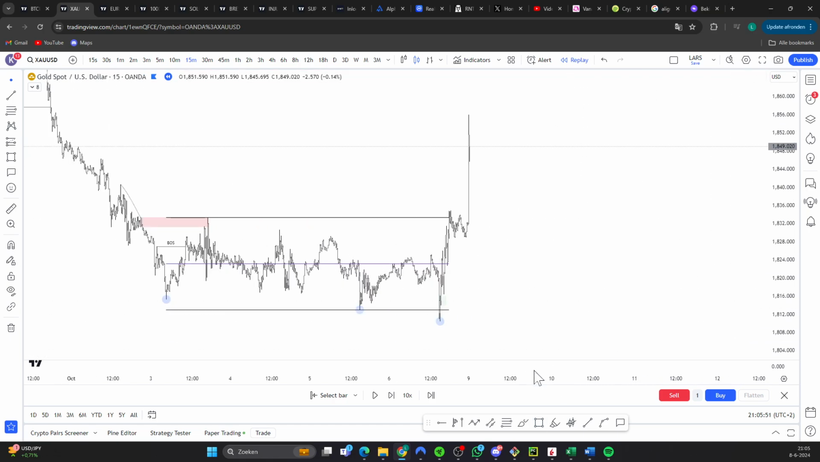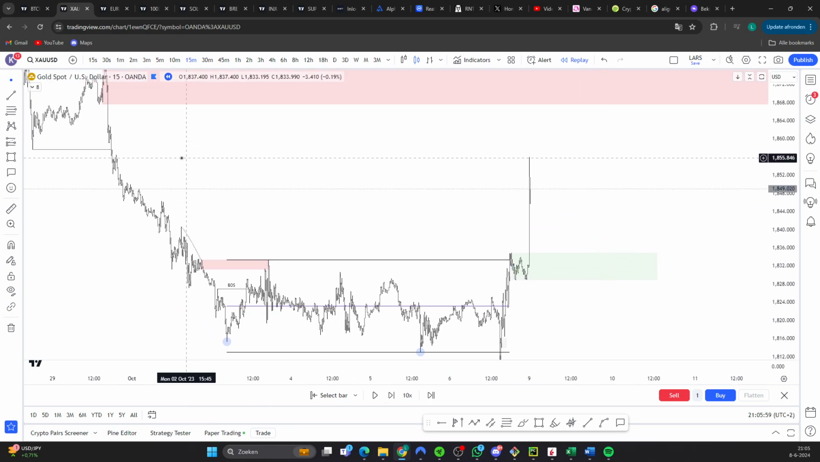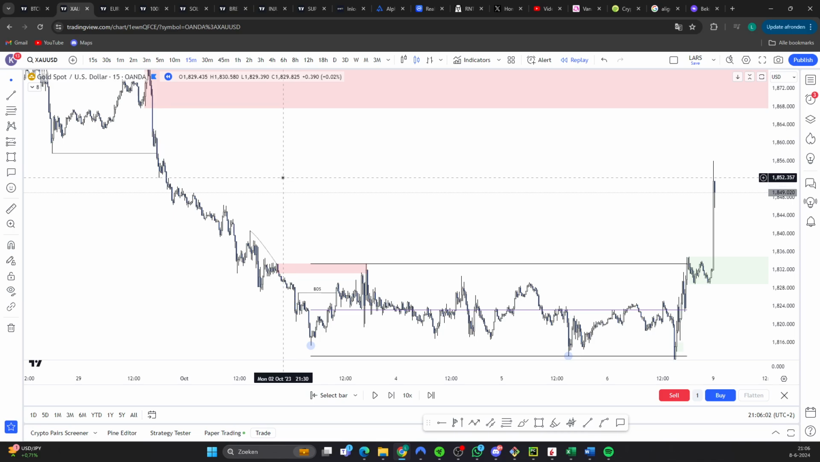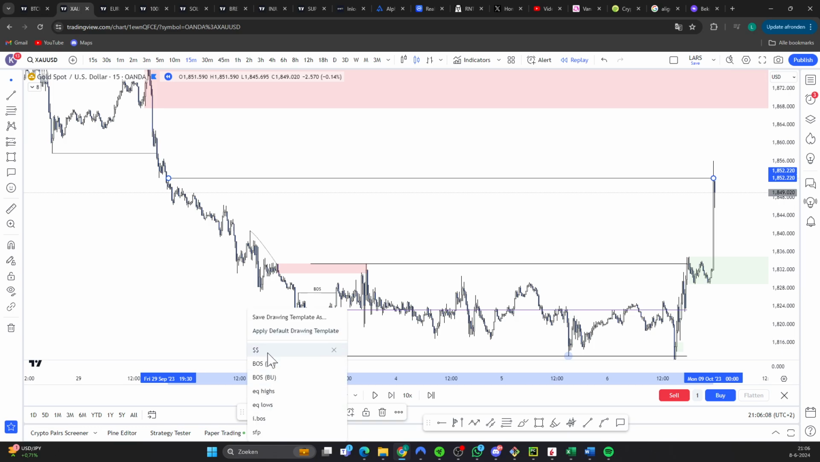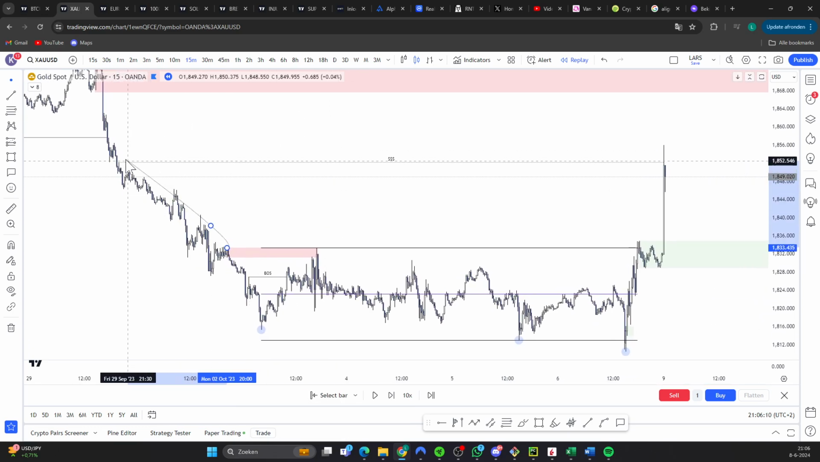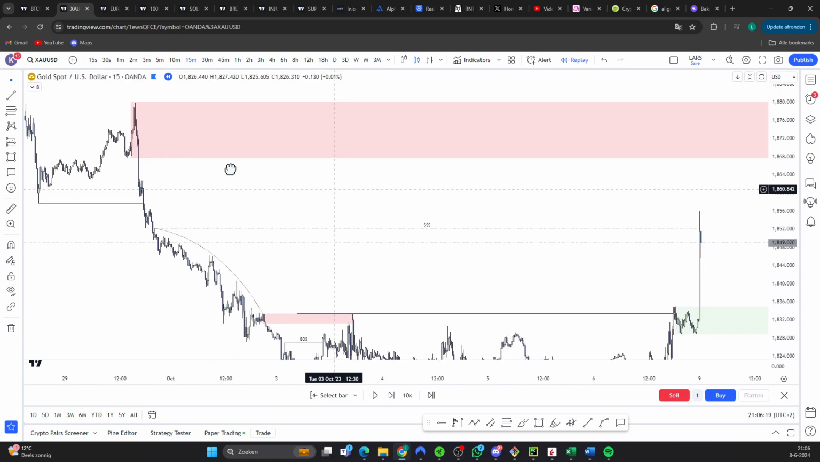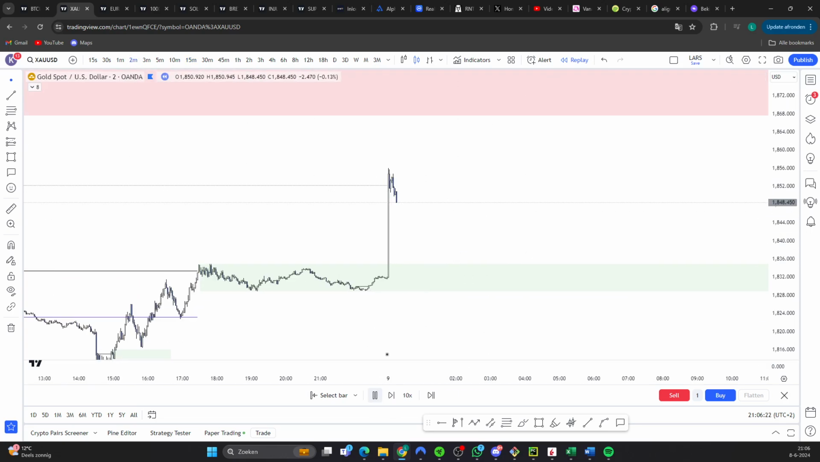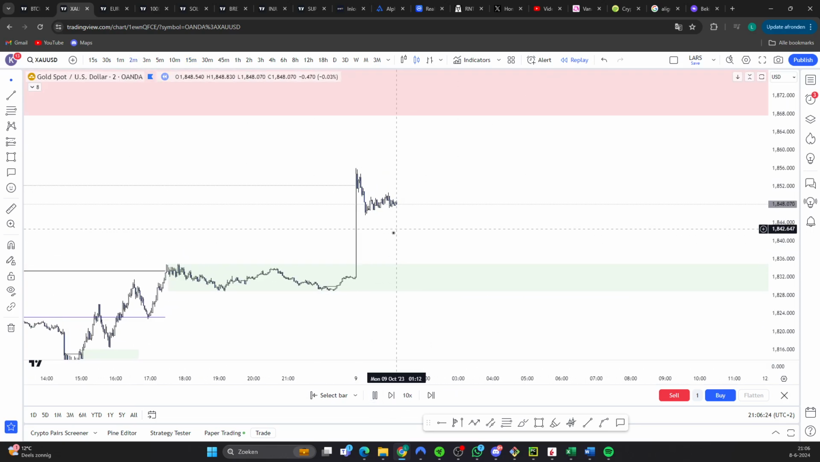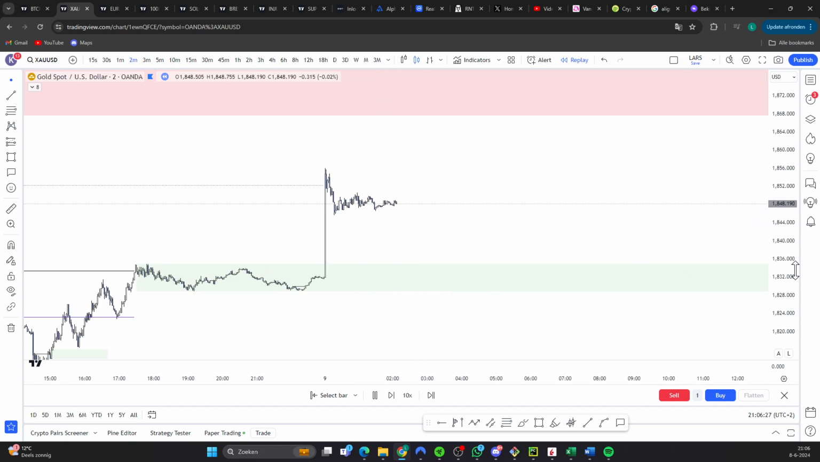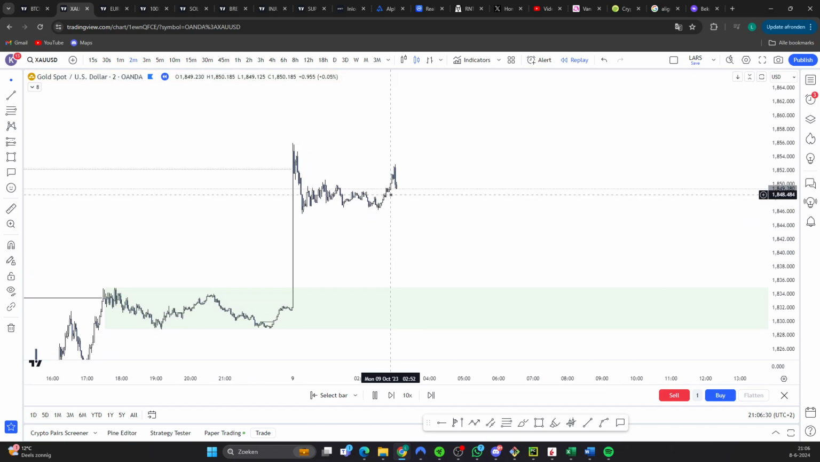This is good support now. Literally swept all liquidity because this is more supply. That's clean. This whole move. This is London, Asia. Or London, Asia, Monday, Asia.